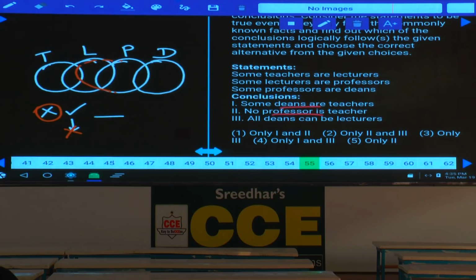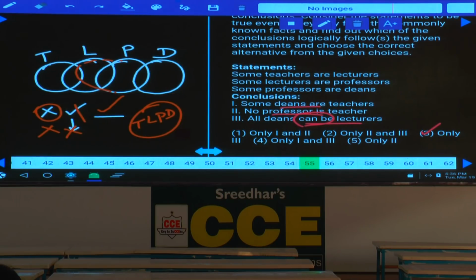Then the first one, some deans are teachers. Now also some deans are not teachers is false. Hence neither one, nor two. Isn't it? If it had become true, then it will be either or. As it is not true, neither one, nor two. Then coming to the third one, all deans can be lecturers. All deans can be lecturers or not? Can means can is a possibility. As all the statements are affirmative, for a possibility we can write a single diagram. Teacher equals lecturer equals professor equals dean. In that case, all the different possibilities come under this category and it is definitely true. Only 3 follows, that is choice 3.